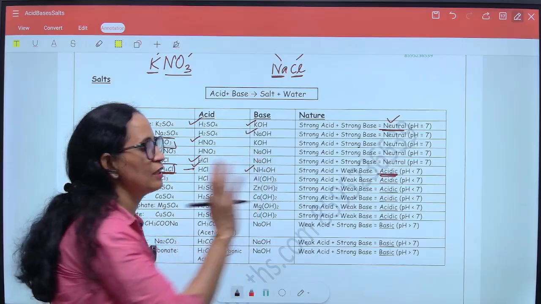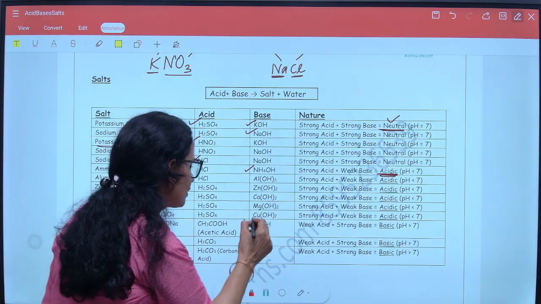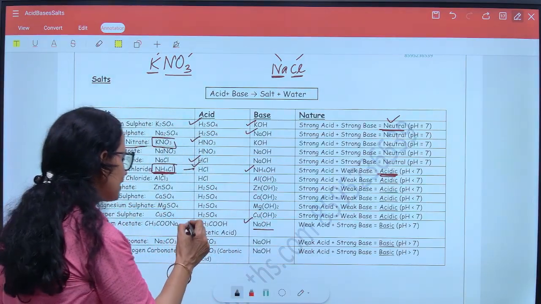Let's take an example of a weak acid and a strong base. NaOH and KOH are the only two strong bases we know as of now, right? So NaOH is a strong base and acetic acid is a weak acid.